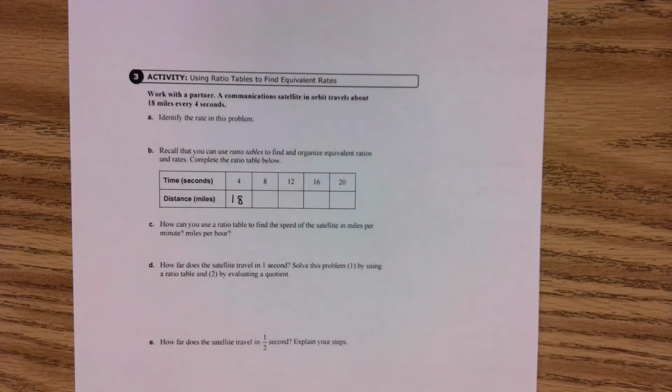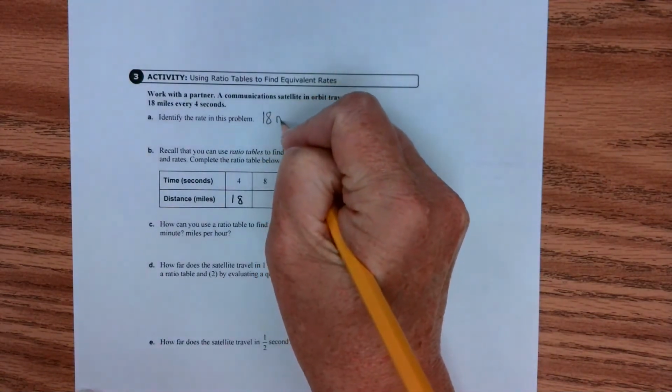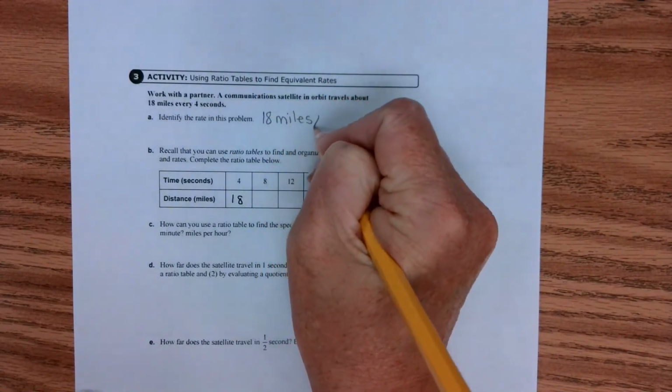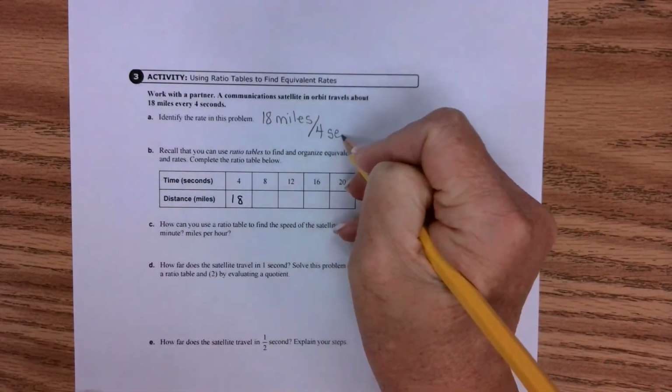You're working with a partner, which we did online, and a communication satellite in orbit travels about 18 miles every 4 seconds. And letter A is identify the rate in this problem. And this isn't a unit rate, this is just the rate. So they give us 18 miles per 4 seconds, every 4 seconds. So the satellite travels 18 miles every 4 seconds.